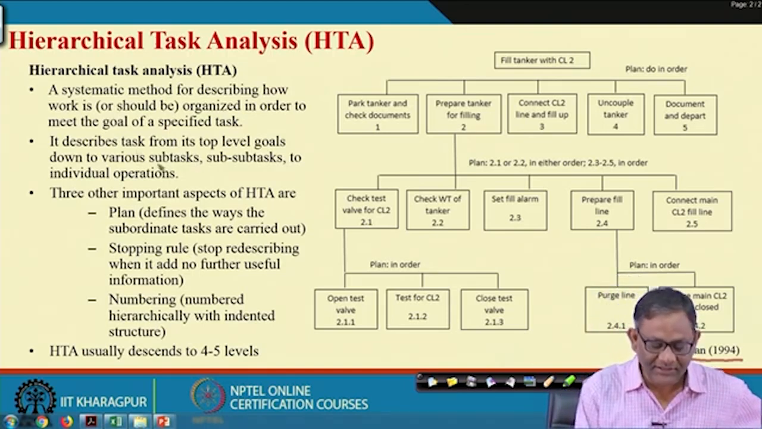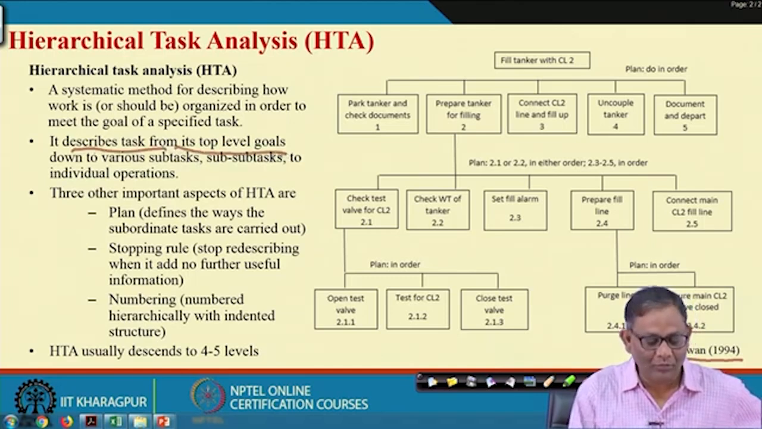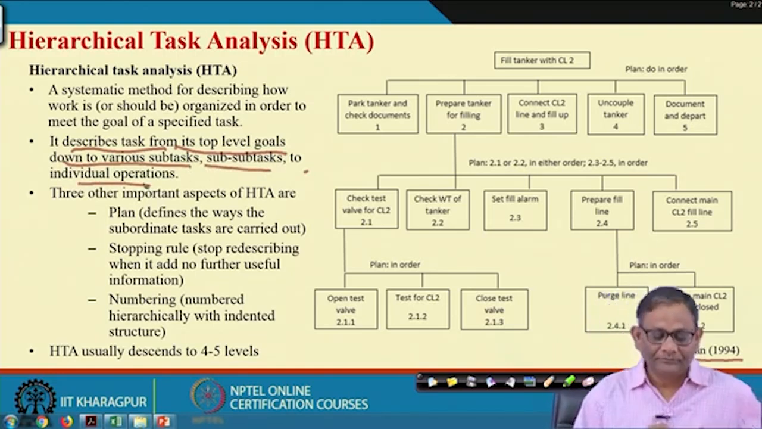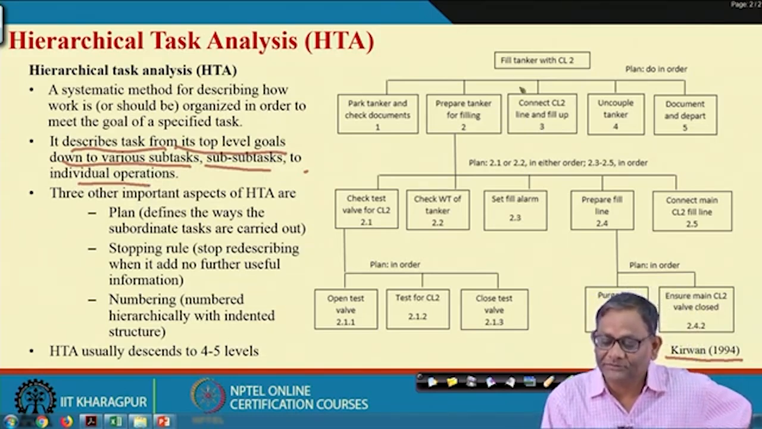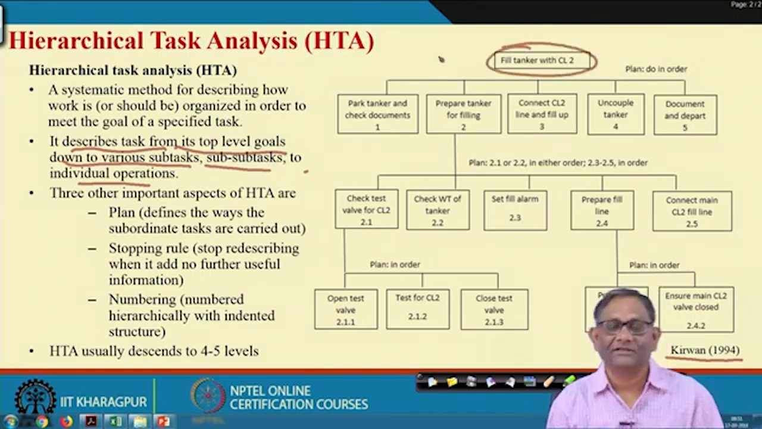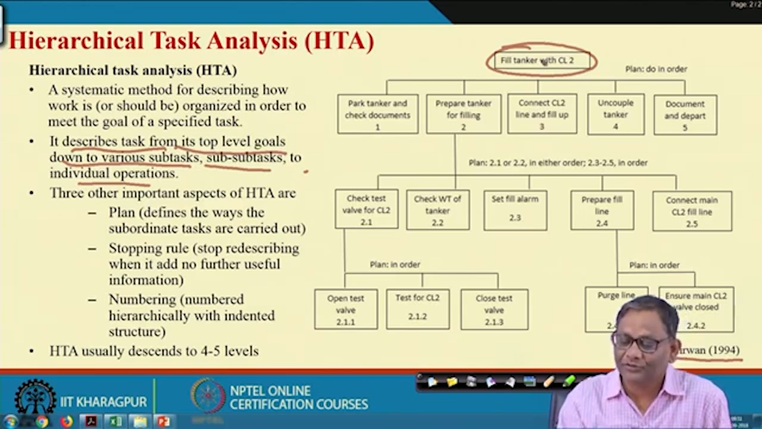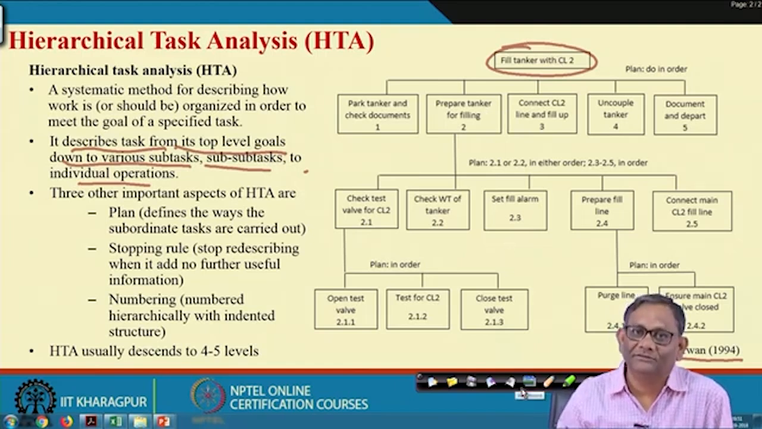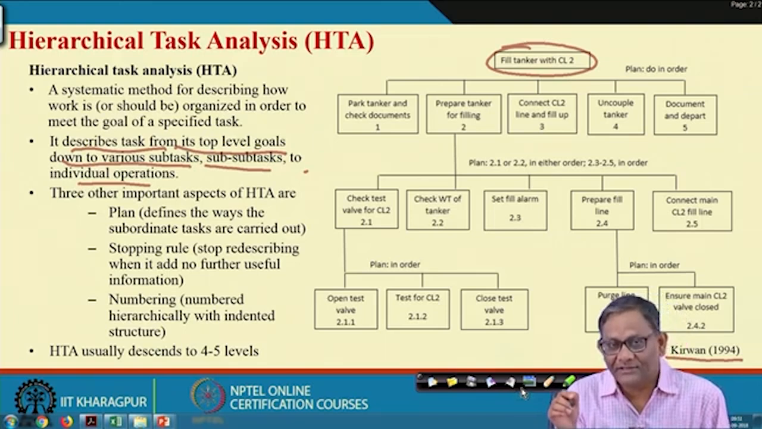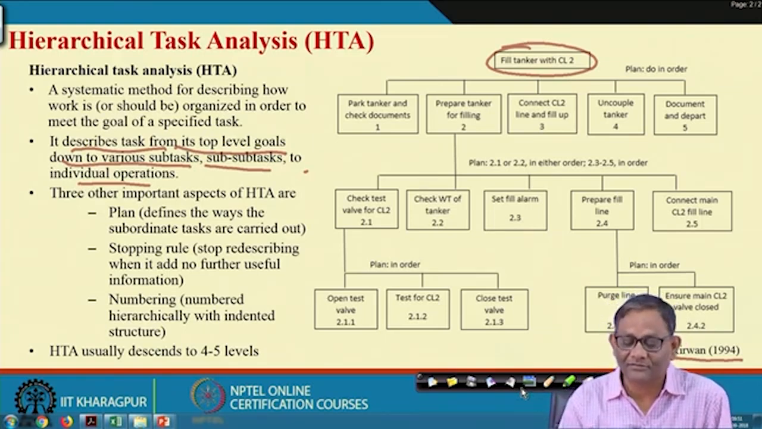It describes the task from its top-level goals down to various subtasks, sub-subtasks and individual operations. For example, think of filling a tanker with Cl2, chlorine. That is the work or task that has to be done. Task analysis says this is my goal: we want to fill the tanker with Cl2. In order to achieve this, what are the things to be done? You first have to plan what is to be done, identify the sequence of execution, and the actions to be taken. That is what task analysis is.